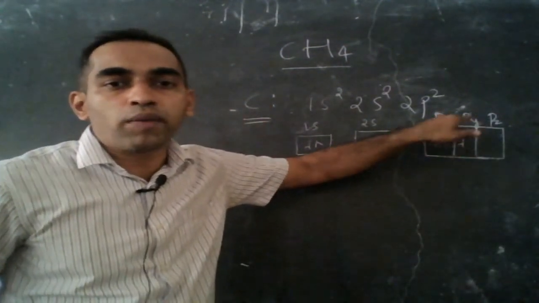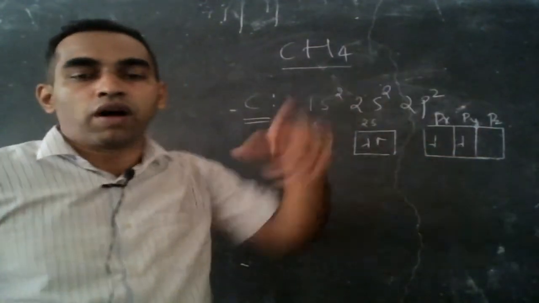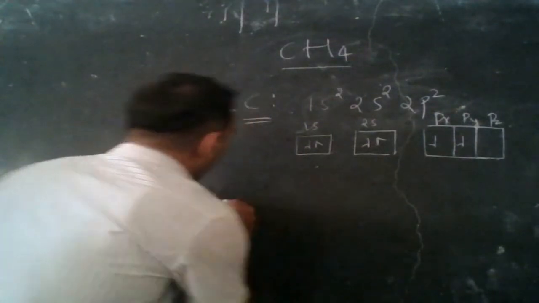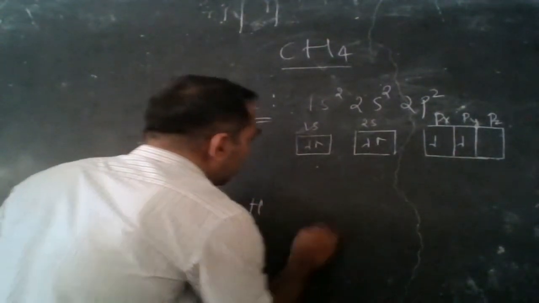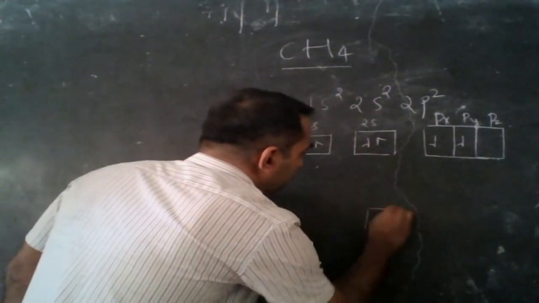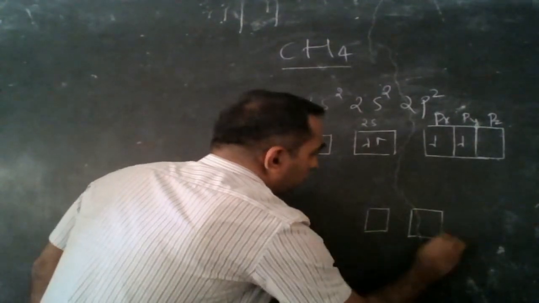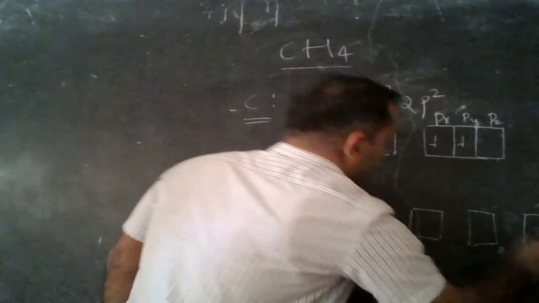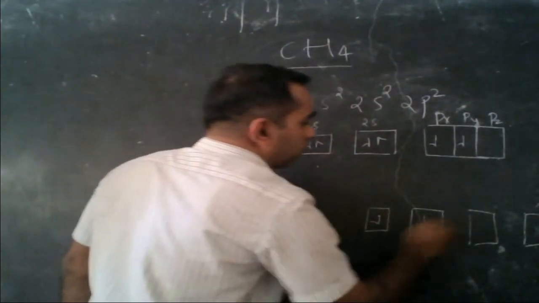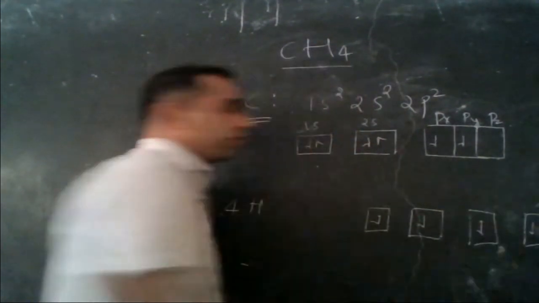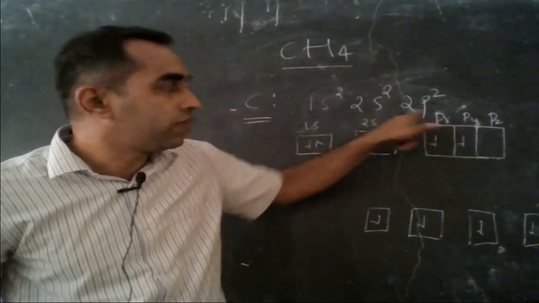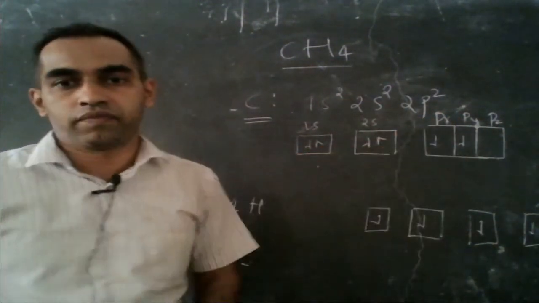Now, if you want to form a bond, how will you do it with 4 hydrogen atoms? See, look at the 4 hydrogen atoms, each hydrogen atom is having a 1s electron. Now, you have to form a bond with this p and s orbital.